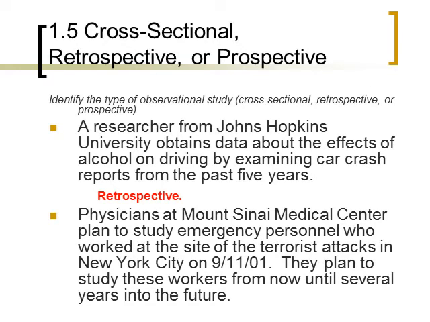Physicians at Mount Sinai Medical Center plan to study emergency personnel who worked at the site of the terrorist attacks in New York City on 9/11. They plan to study these workers from now until several years into the future. So since we're actually following these workers into the future and obtaining data from them later, that would be a prospective study.